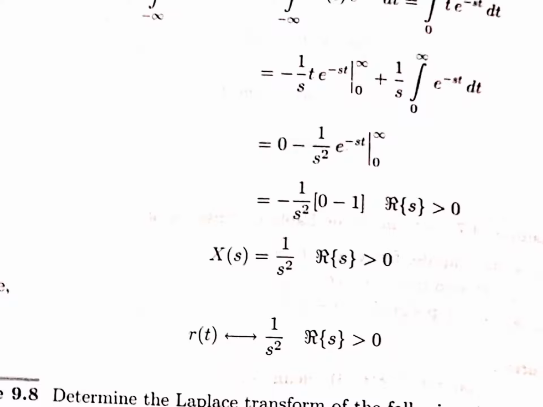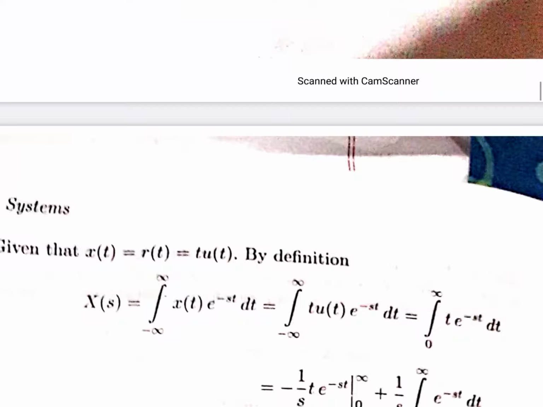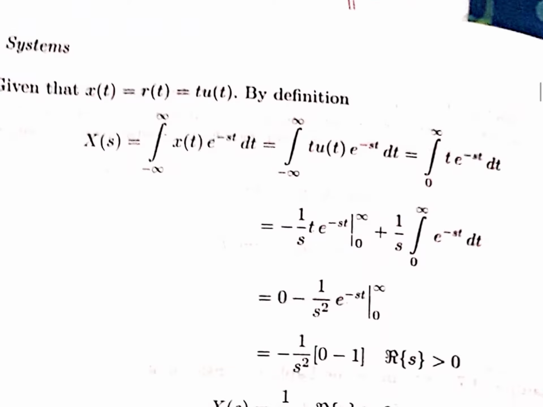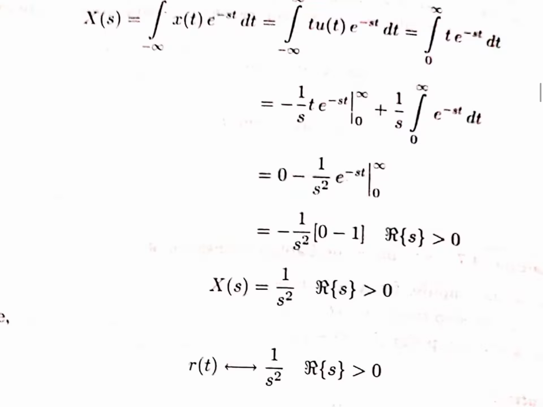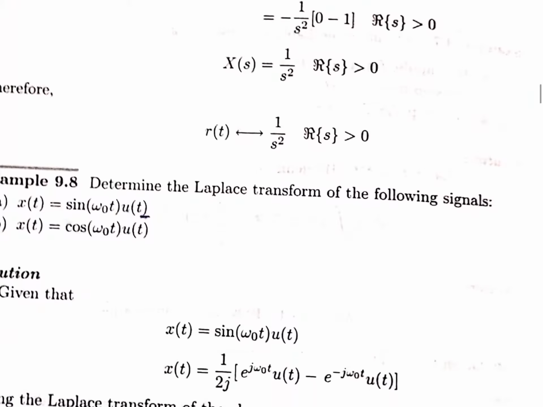Why have we taken greater than 0? Because this is a right-sided sequence. r(t) is defined as t u(t), meaning t greater than 0. If it is defined for t greater than 0, then the ROC will also be the greater than part. It will not be the less than part. That's why the ROC is the real part of s greater than 0.